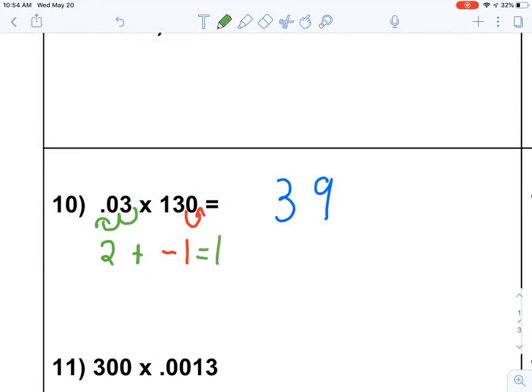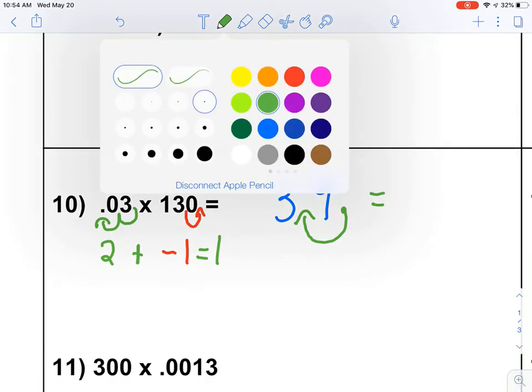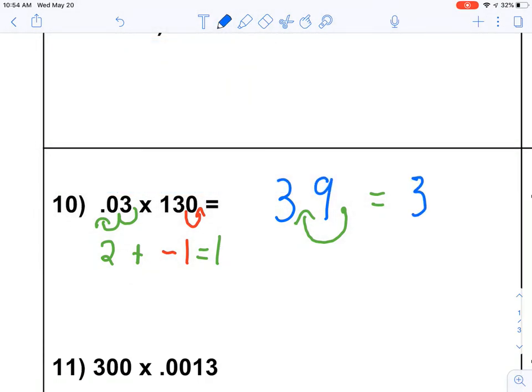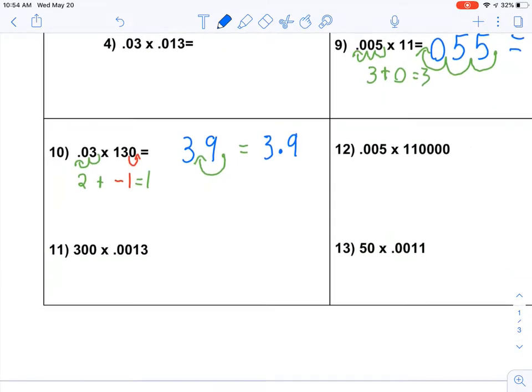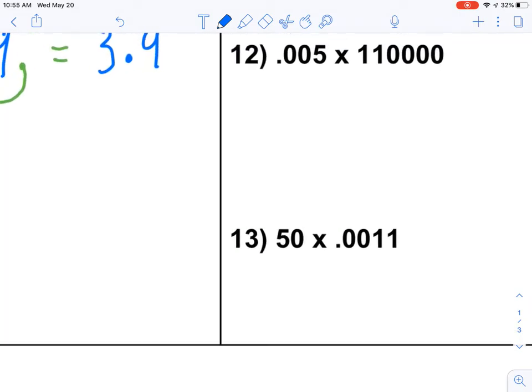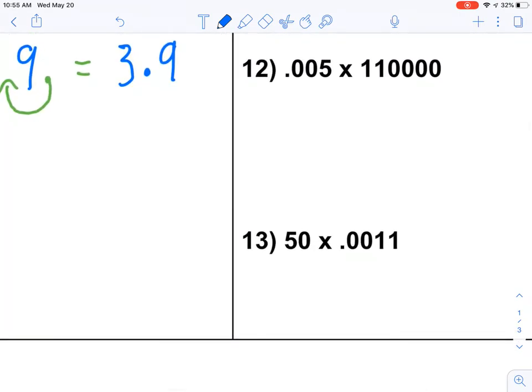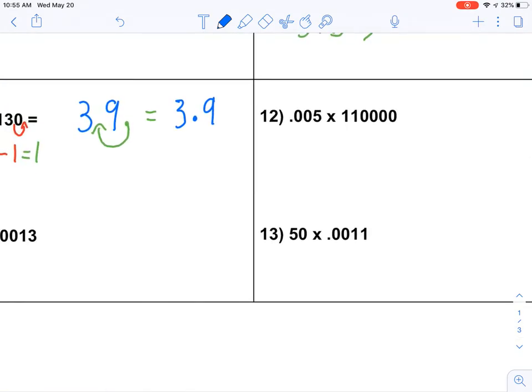So what does that mean? Well, it means that we must move the decimal 1 place forward. So ultimately that means that instead of 39, we are going to have 3.9. Okay? Good, good, good. We'll just do one more for safe measure, okay? Right here, we have 5 times 11, or 50 times 0.0011, but we know 5 times 11 equals 55.